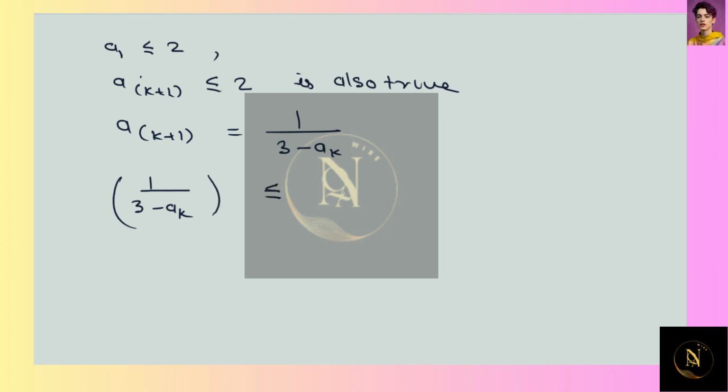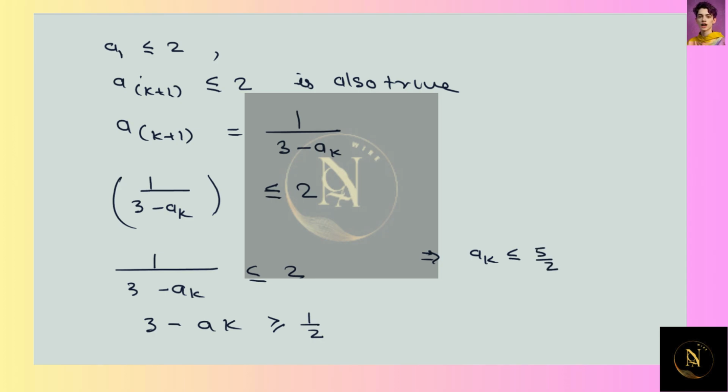1 upon 3 minus ak is less than or equal to 2, and when we simplify this, 3 minus ak will be greater than or equal to 1 upon 2, and from here we can get minus ak is less than or equal to minus 5 by 2. So the minus signs will cancel, and we will get ak is less than or equal to 5 upon 2, which is also less than or equal to 2.